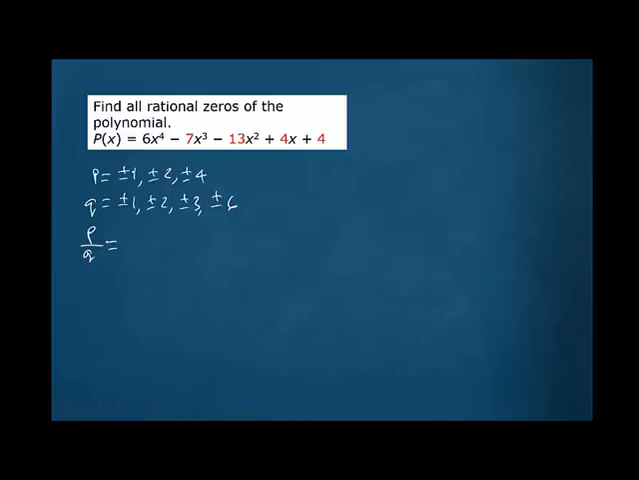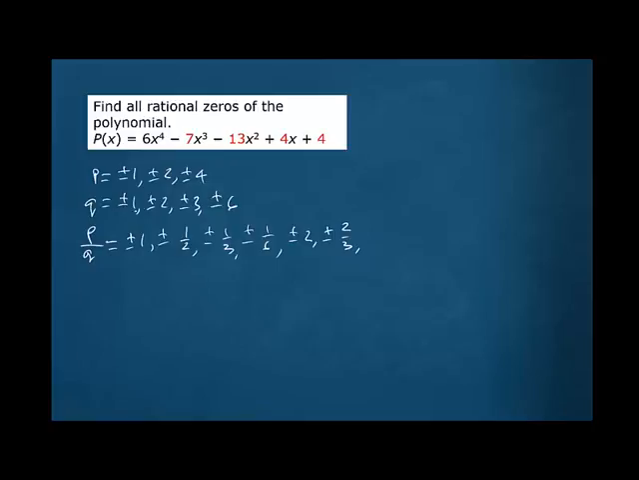So in other words, we would take 1 and put it over each of these values. So we would have plus or minus 1, plus or minus 1/2, plus or minus 1/3, and plus or minus 1/6. And then we would take 2 and put it over each of these values. So we would have plus or minus 2, and then plus or minus 1 when we go 2 over 2, but we already have that. So then the next one would be plus or minus 2/3. And then when we go 2 over 6, we'll have a third, which we already have.